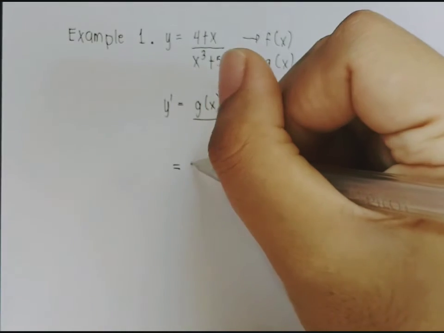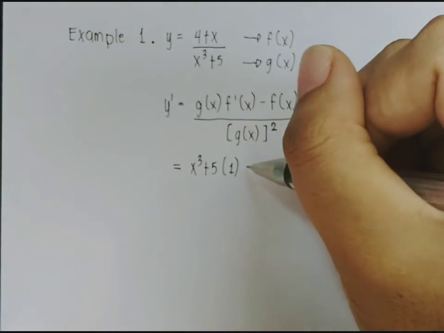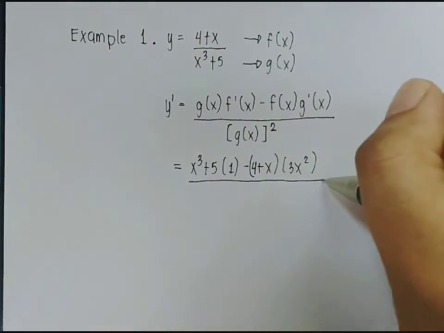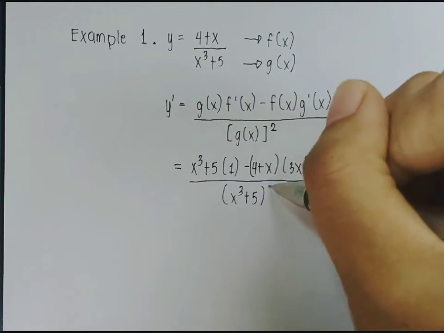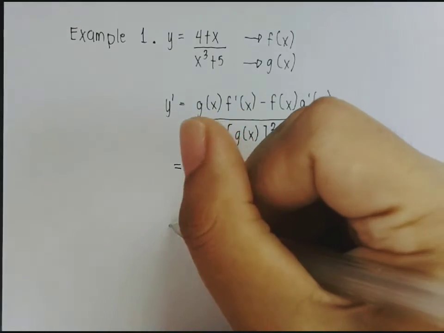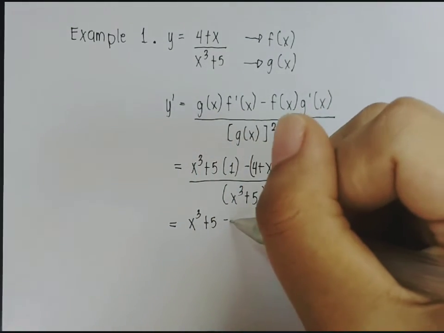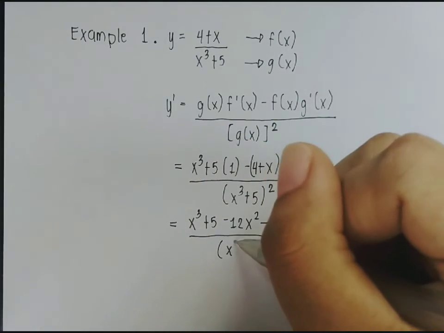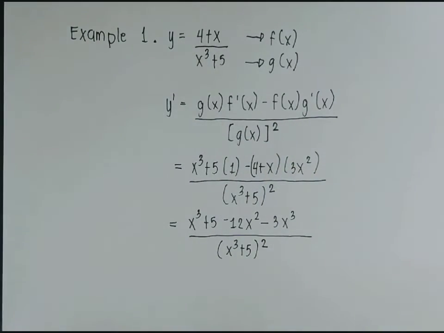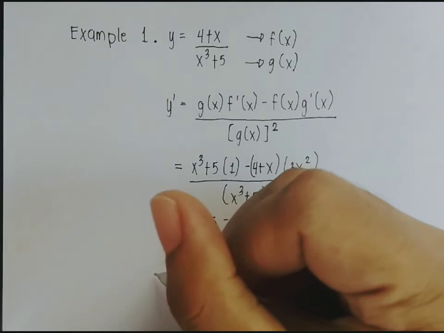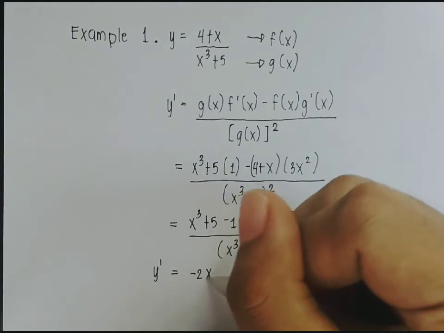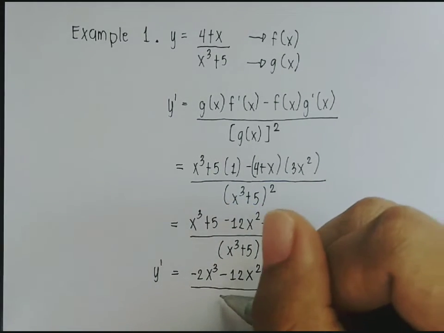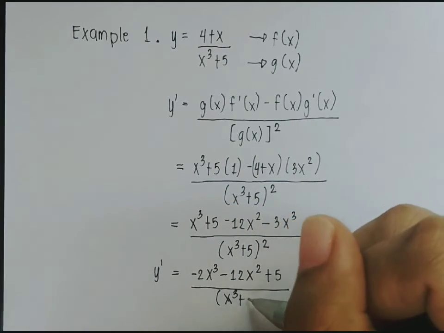Then we substitute the given functions and we get x cubed plus 5 times 1 minus 4 plus x times 3x squared all over x cubed plus 5 squared. Using the distributive property, we get x cubed plus 5 minus 12x squared minus 3x cubed all over x cubed plus 5 squared. Then we combine similar terms and we get the final answer y prime equals negative 2x cubed minus 12x squared plus 5 all over x cubed plus 5 squared.